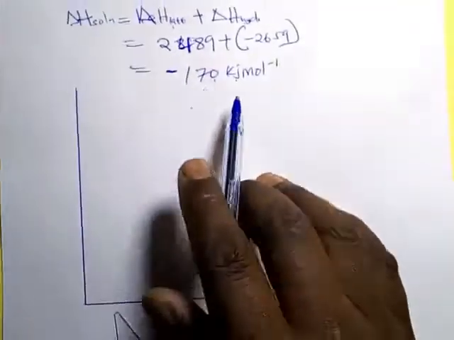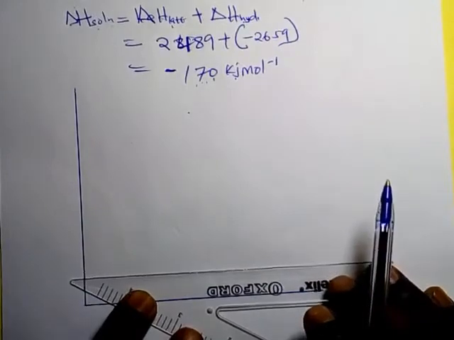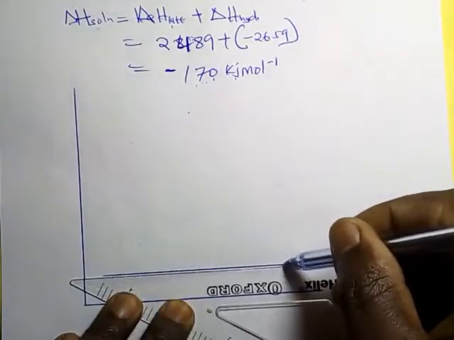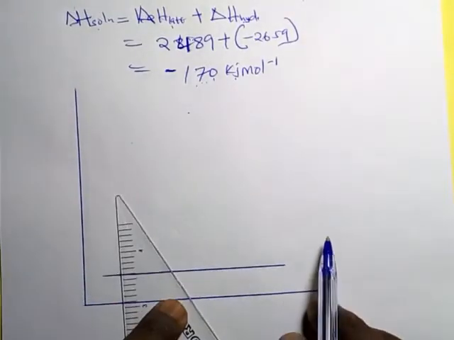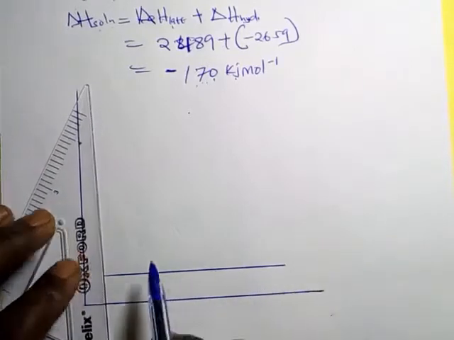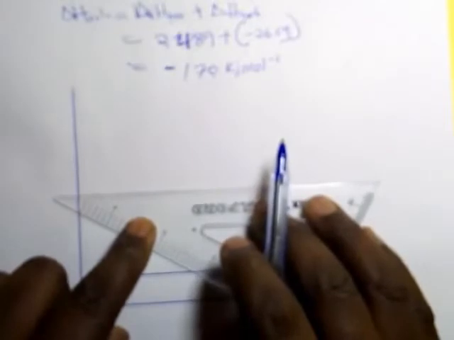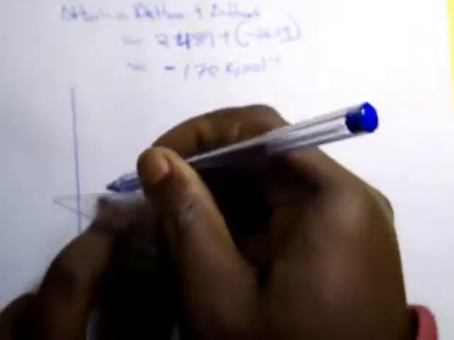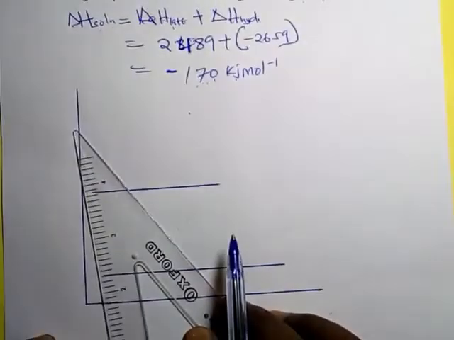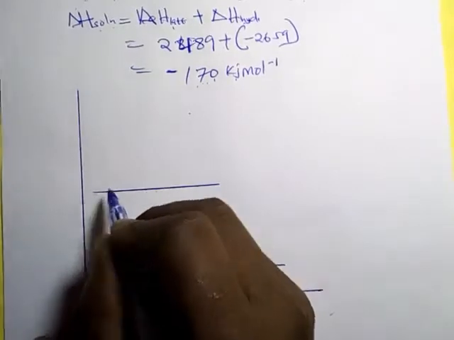We know the overall reaction is exothermic. Therefore, you should know that our product must be down here, in the aqueous state. That one you should know. And our reactants must be somewhere in between here. So let us begin with the reactants.